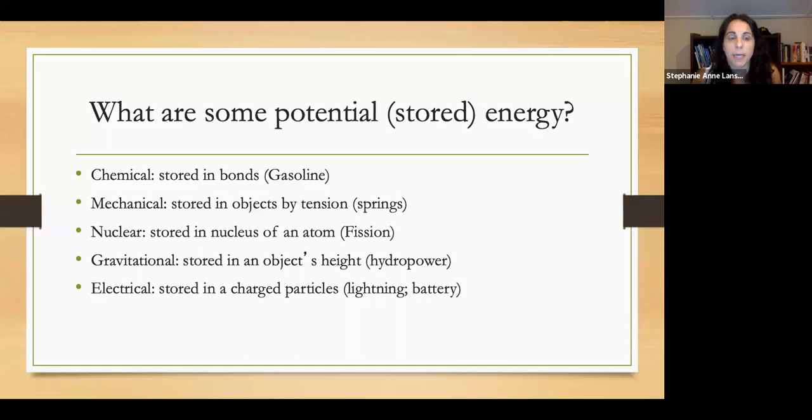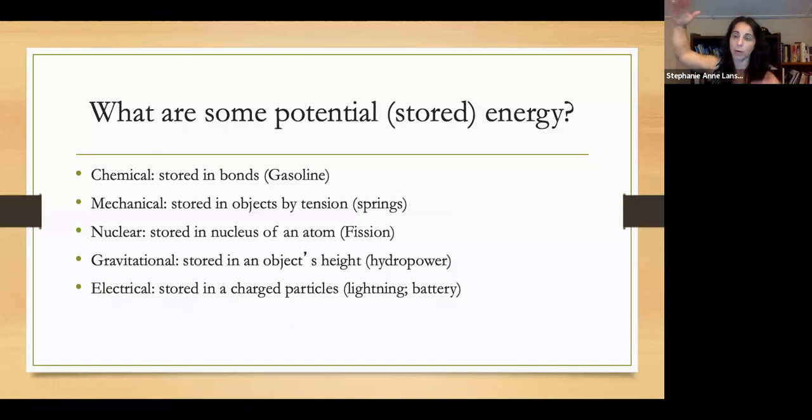If we think about potential energy, it's stored energy. We can have potential energy stored in bonds. Gasoline is chemical energy stored in chemical bonds that can be used. We have mechanical potential energy stored, like in a spring. As soon as you release it, that energy is there, so that's potential. We also have potential energy stored in the nucleus of an atom, which is nuclear.